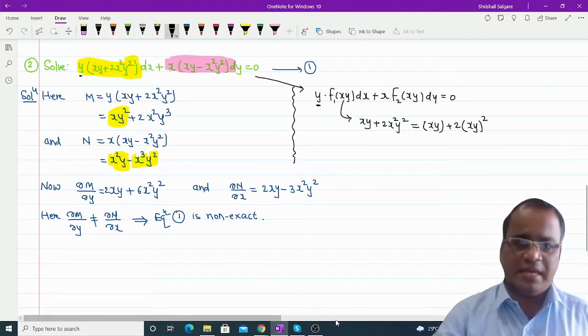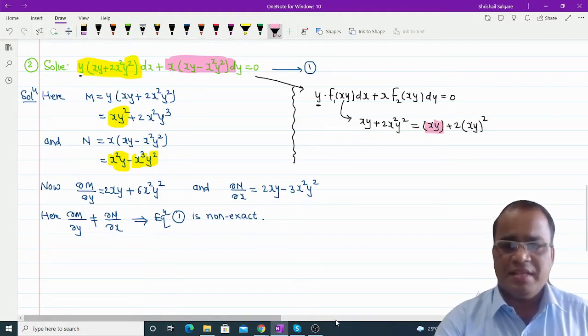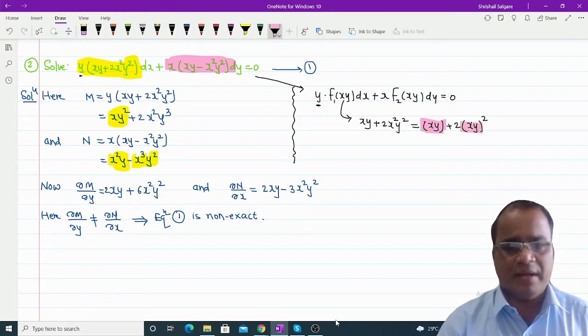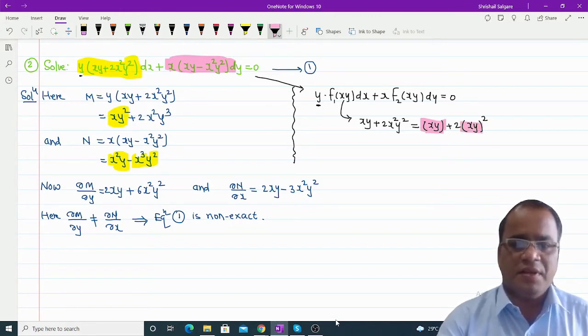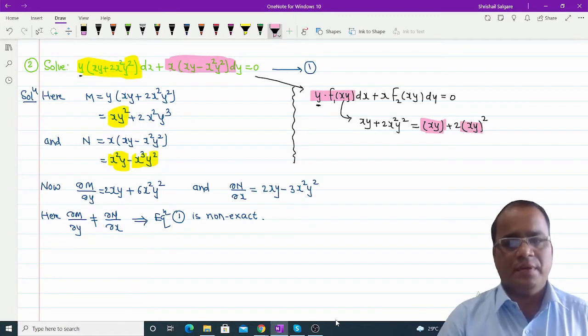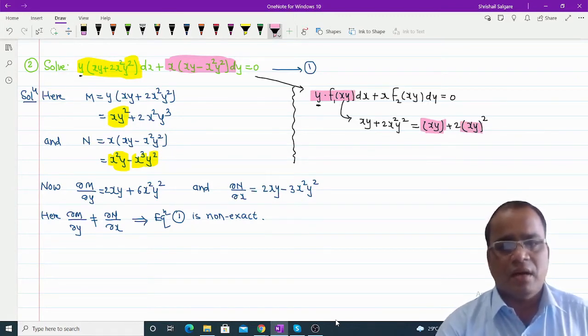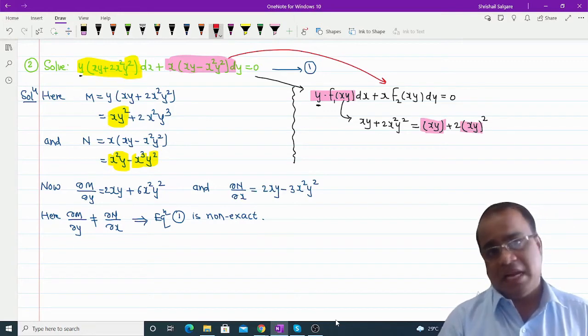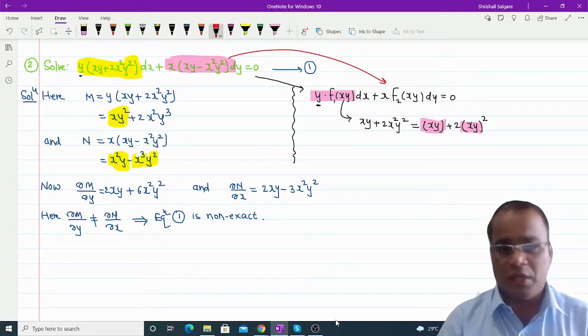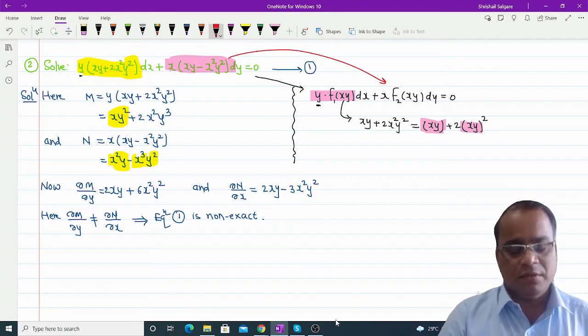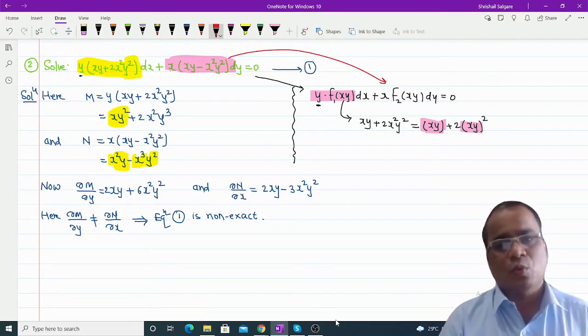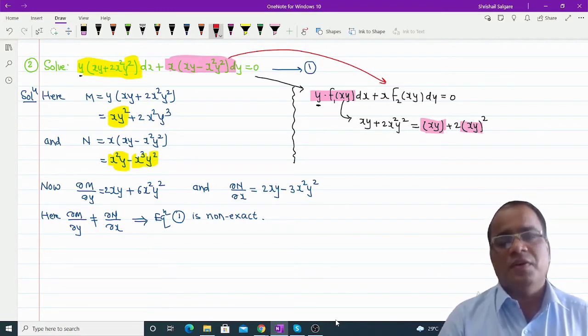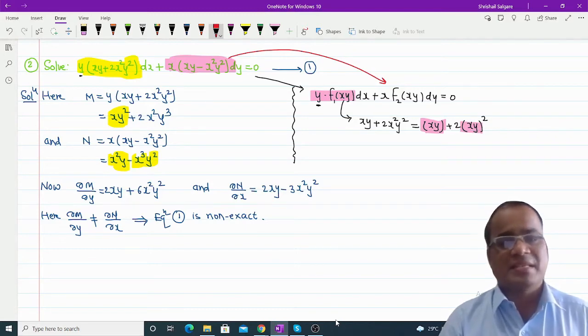Sorry, xy square. That means you can notice here each term is given in the form of xy. The first term is in the form of y into f of xy. Similarly, the second also we can write in this form. That means if we are having proper calculations, rule 2 is applicable. So if you are thinking to apply rule number 2, our first step is to calculate mx minus ny.